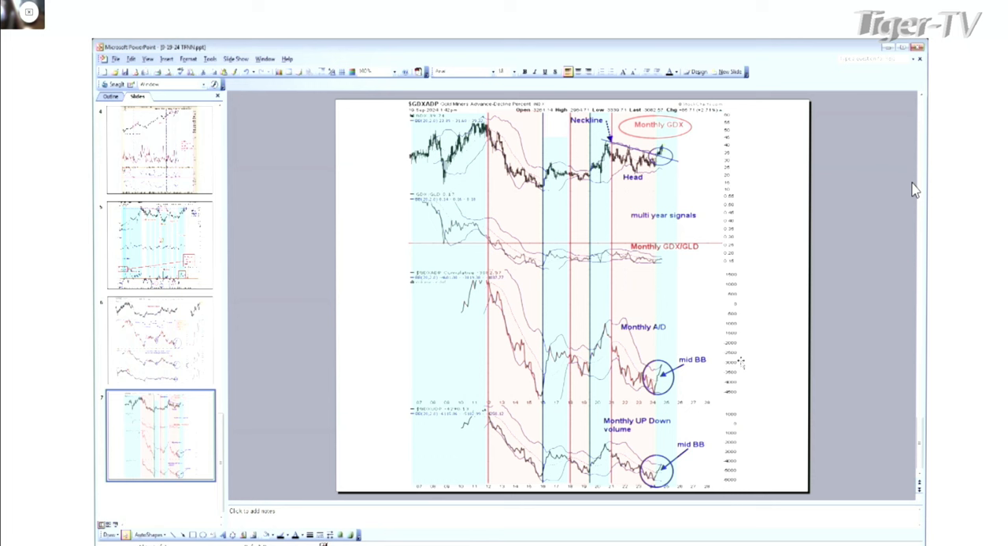Anyhow, other than a minor consolidation that may last a week or two, I don't see any big danger in front of us on the gold issues.